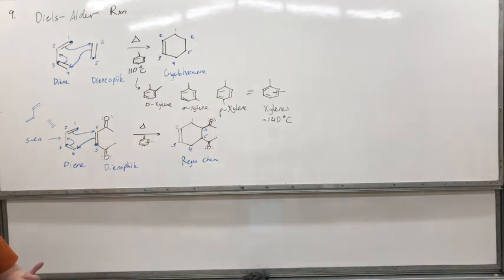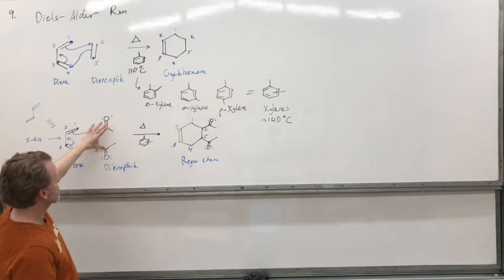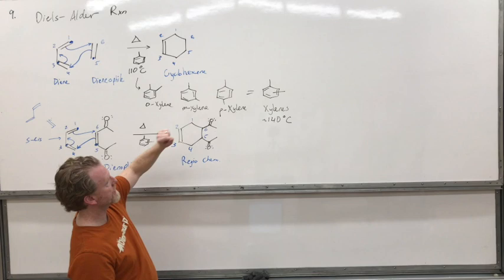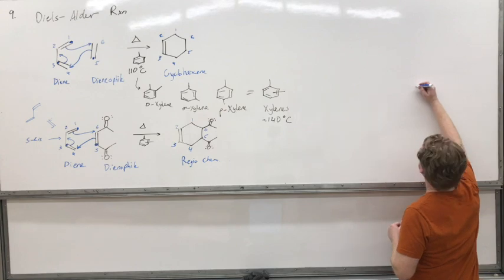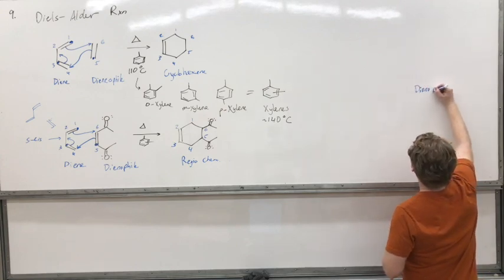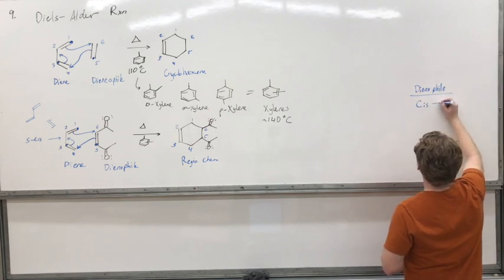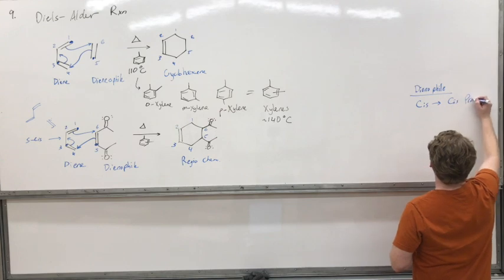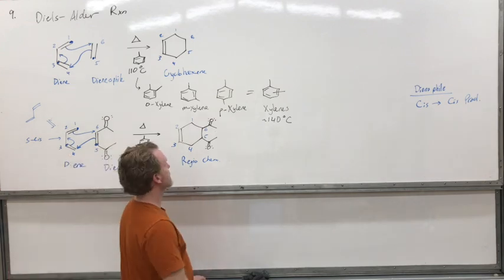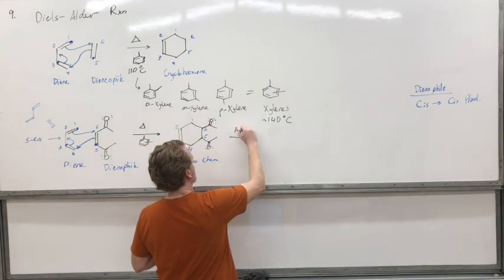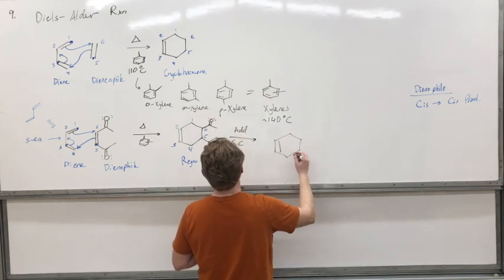Okay, so how do we determine the stereochemistry? Well, it turns out on your dienophile, if your groups are cis on the dienophile, they'll be cis on the product side. So the dienophile, cis to cis products. And that seems reasonable. That one's kind of easy to see. So what that means is when I add the stereochem, I should have something like this.